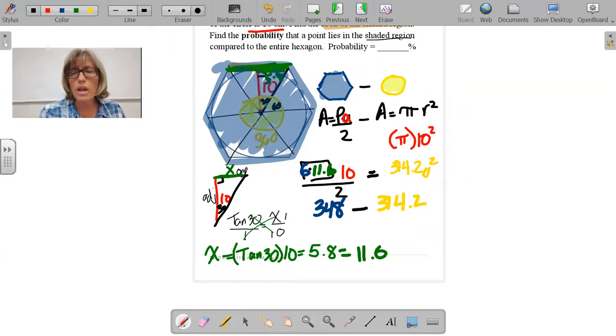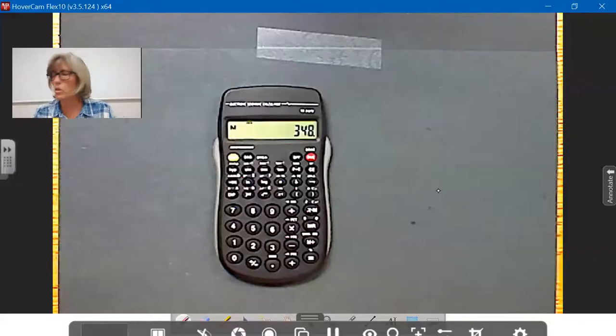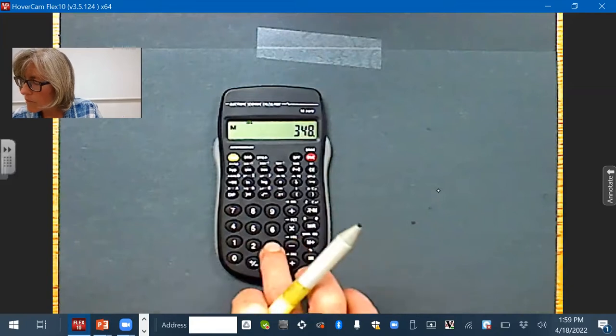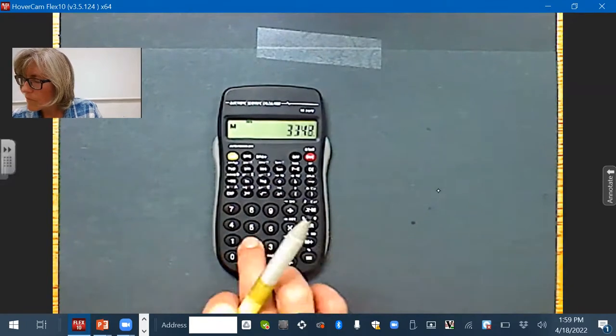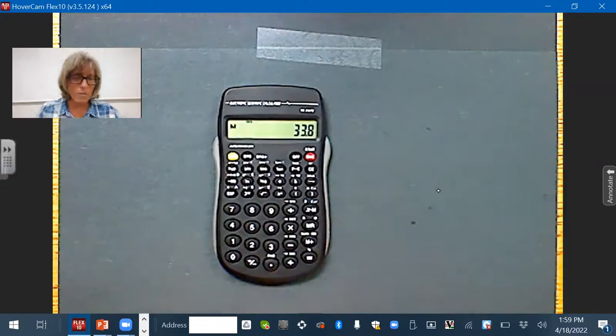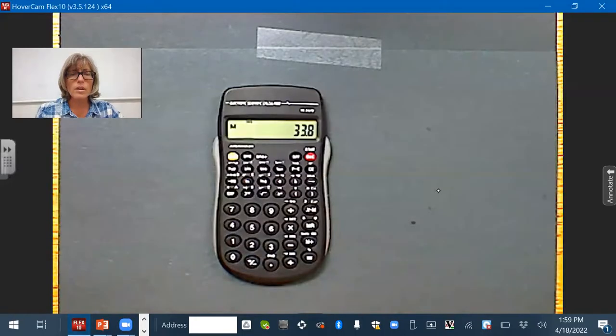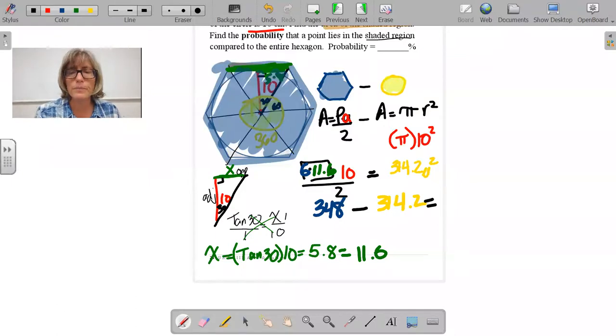To get my area of my shaded region, we simply subtract those two. 348 minus 314.2. And I get my shaded region, which seems very small because it is 33.8. That's my shaded.